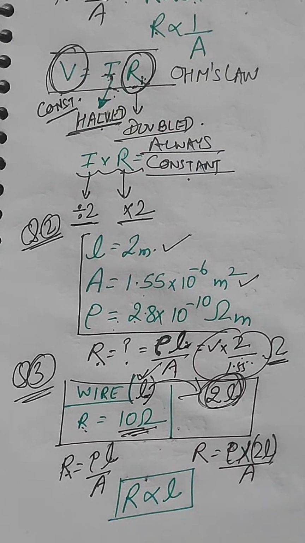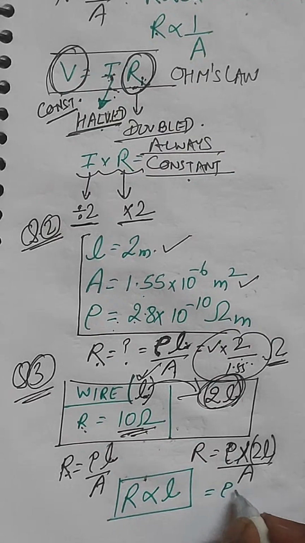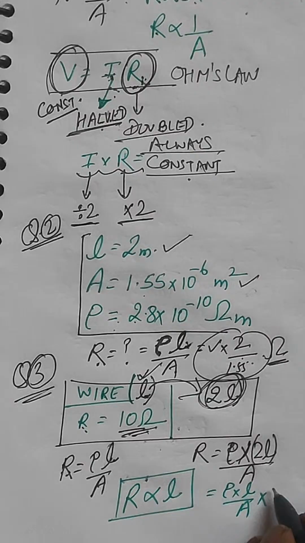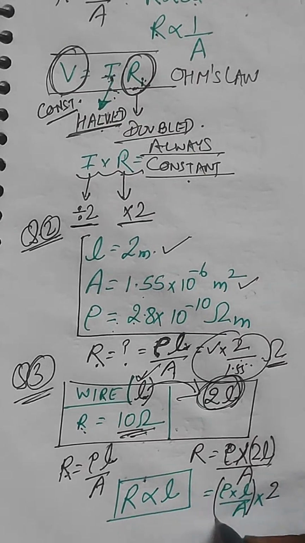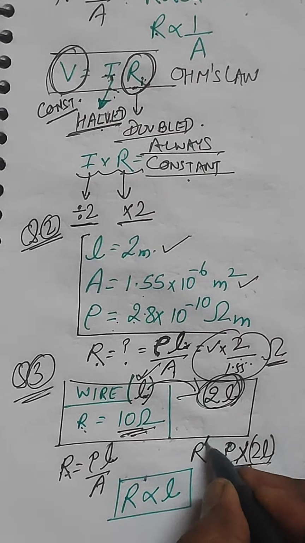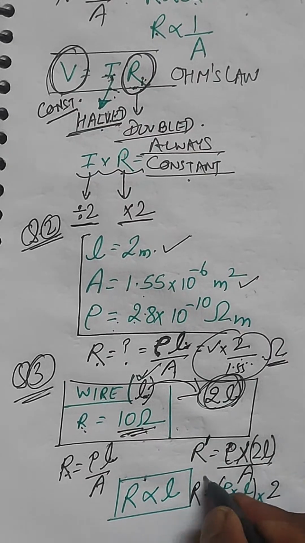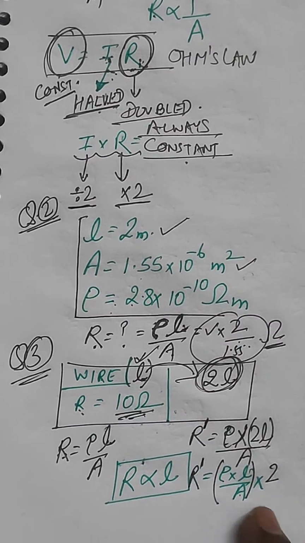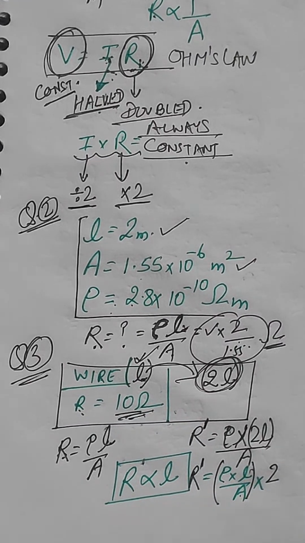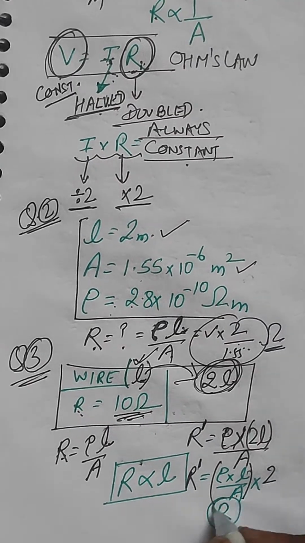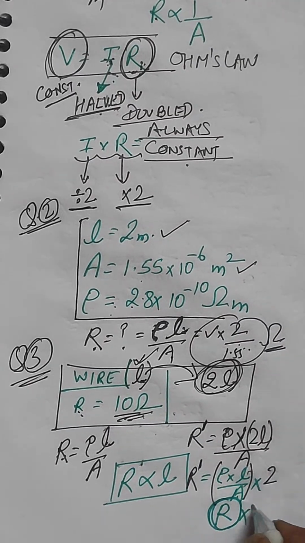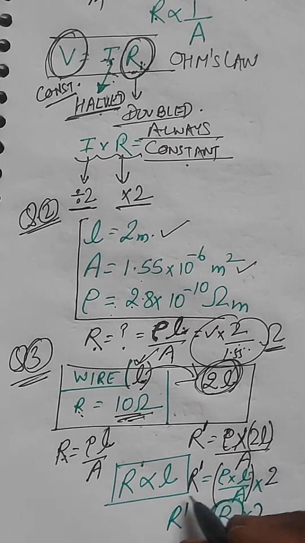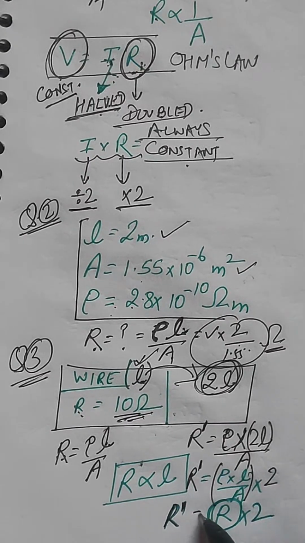So this will give you rho into L by A multiplied with this 2, and let's say this new resistance is R dot. So the value of R dot is rho L by A into 2. This rho L by A is nothing but R. R multiplied by 2 is the value of R dot, which is calculated.